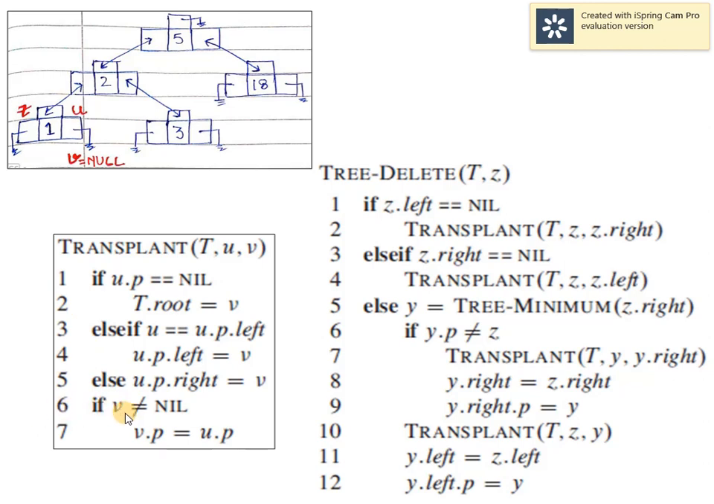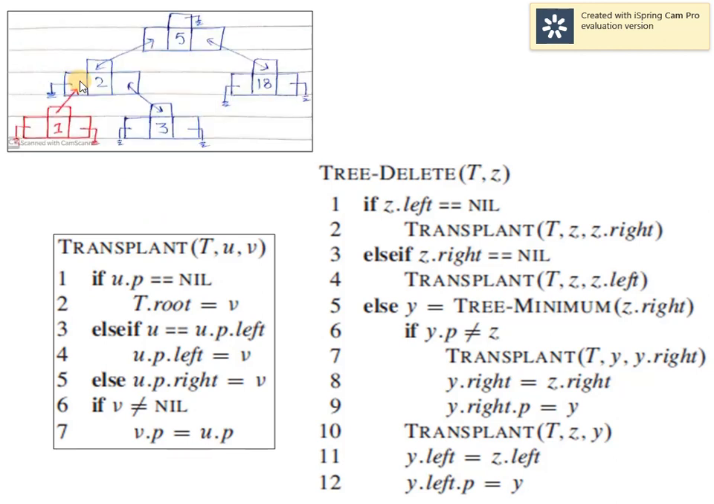And then line number 6 will be executed. We will check if v is null or not. Since in this case v is null, that means v node is not existing. If a node is not existing, we cannot update its pointer. So after the execution of this procedure, what will happen? Only this left of 2 will point to null. That's it. So this is what happened after the execution of the transplant procedure.